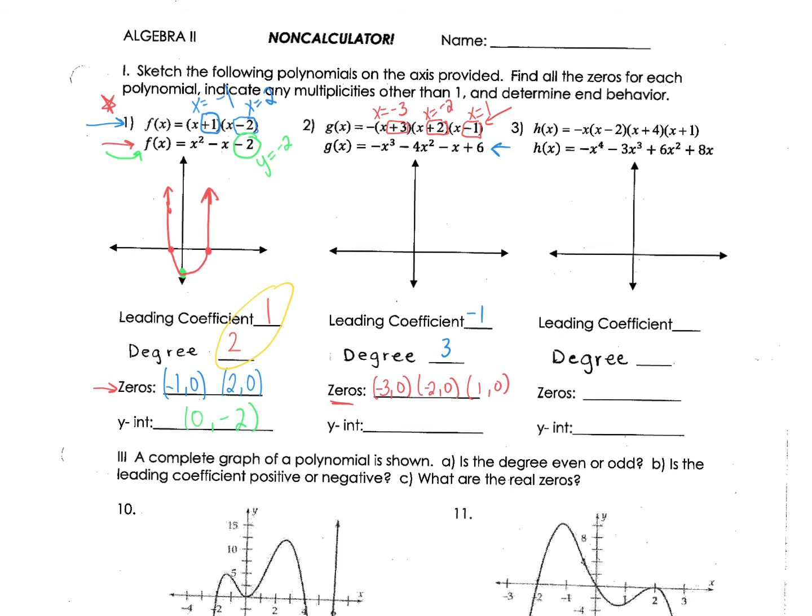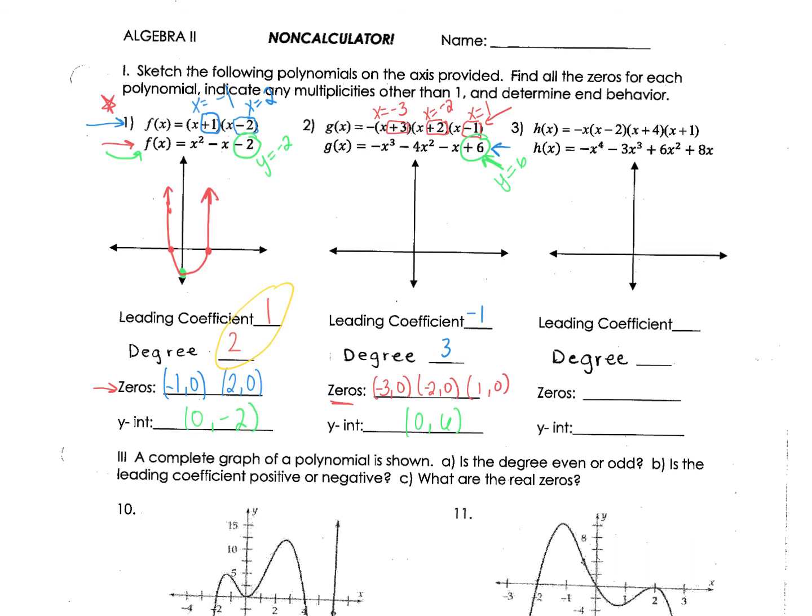Okay? So I found my zeros. Now I need to find my y-intercept. So going back to this equation, I am just looking for the last number with no variable. And in this case, it's 6. So here, y equals 6, which makes the coordinate pair (0, 6).